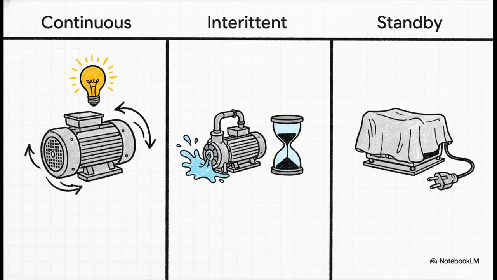This asks a simple question. How often does the equipment actually run? First, we have continuous. Just like it sounds, this is equipment running 24/7. Then we have intermittent, which means it runs occasionally, specifically less than 30 minutes an hour, kind of like a sump pump. And finally, standby. This means the equipment is essentially asleep. It's a backup unit that's not normally running at all unless the primary unit happens to fail.